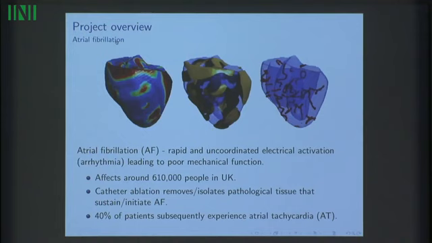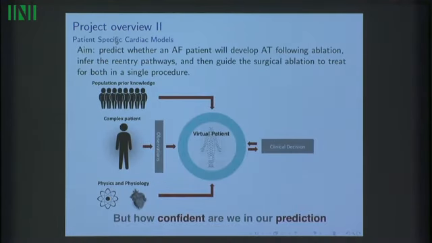Unfortunately about 40% of the patients who are treated by catheter ablation for AF go on to suffer from a different type of arrhythmia called atrial tachycardia, which is a fast beating of the heart. Again, I don't understand it. So the aim of our project is to try and predict whether a patient undergoing ablation for atrial fibrillation is going to go on to have atrial tachycardia.